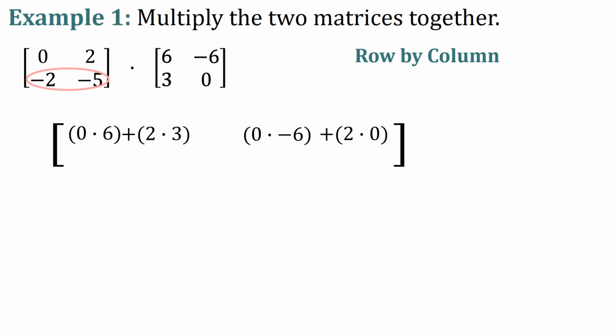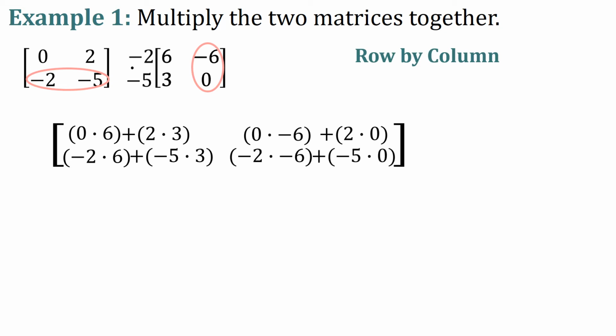Now we need to move to row 2. We need to multiply row 2 by column 1. -2 and -5 are going to stand up next to our column. -2 times 6 plus -5 times 3. Next, we are going to multiply the second row by the second column. -2 times -6 and -5 times 0. From here, we're going to simplify exactly what it says.